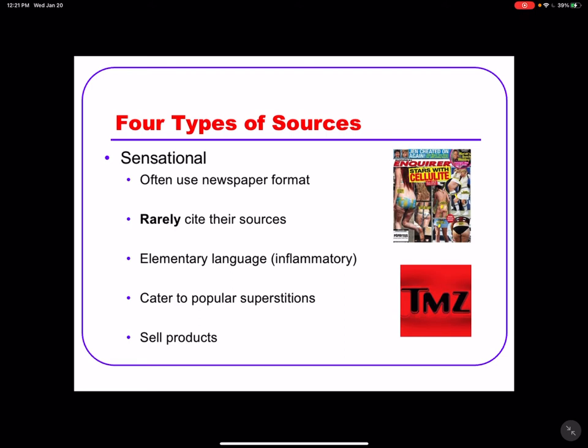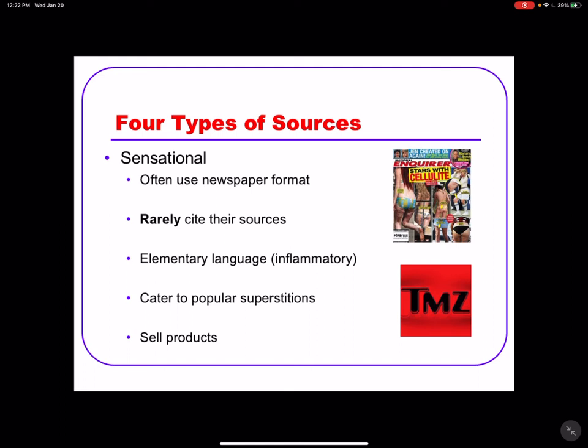This is bad, and they're called sensational sources. And you can see on the right side of your slide, I've given you an example in print, an example of a web source. These are sensational. The purpose of these sources is just to get attention, really. They want to sell products. They want to cater to popular superstitions.